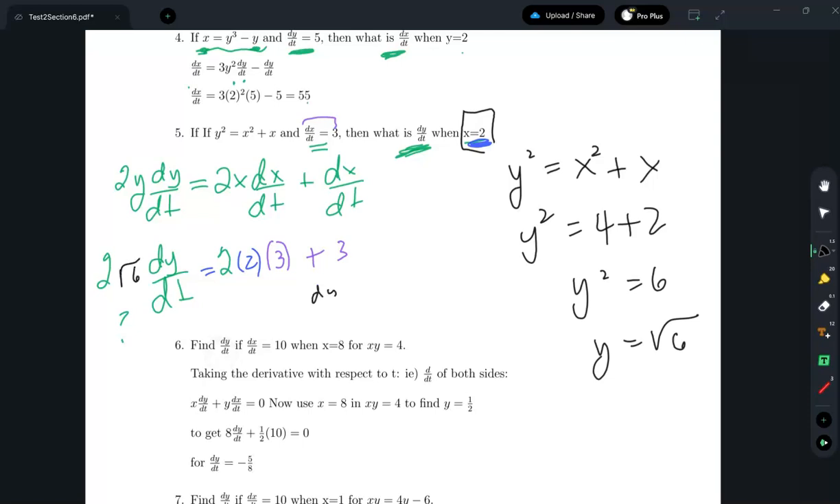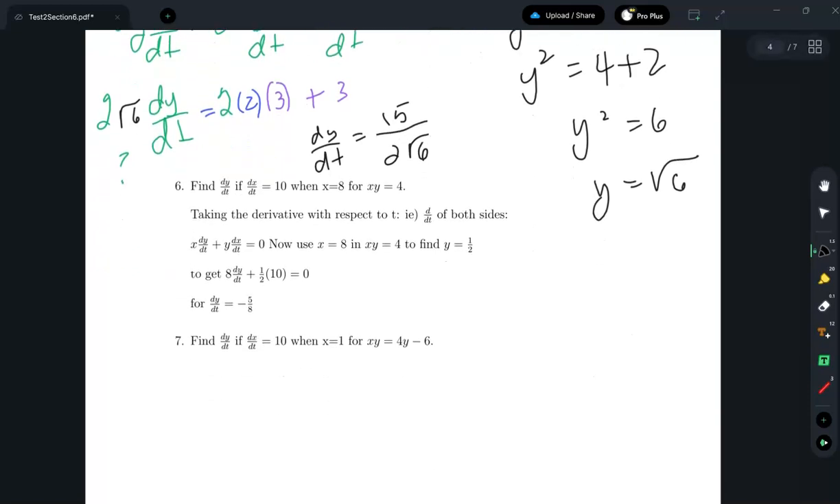And so then my dy over dt would equal, so here I'd have 4 times 3 is 12, plus a 3 is 15 over 2 root 6. And that's the answer.